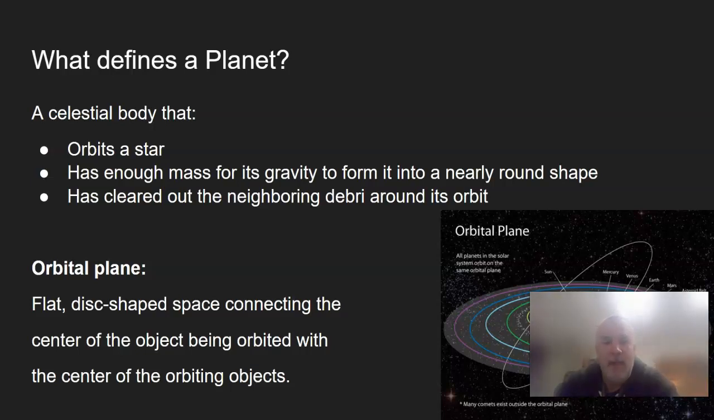The orbital plane, another thing to talk about, as you can see in the picture down there by my face, is a flat disc-shaped space connecting the center of the object being orbited with the center of the orbiting object. So you can see that everything looks like it's flat on one plane and everything is going around the sun in that plane. That's called the orbital plane. And there's one thing that's kind of crisscrossing it funny there, and I believe that is the orbit of Pluto.